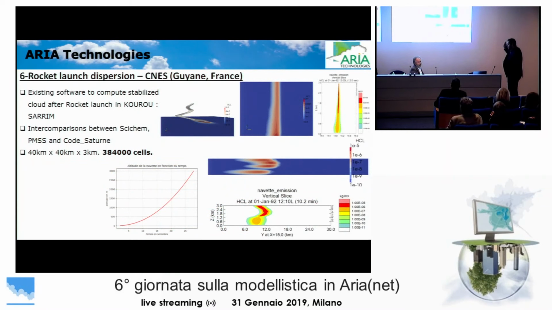We also performed some rocket launch dispersion for CNES, the French Space Agency, in French Guiana. For about 15 years, every time a rocket is launched in French Guiana, they run SARIM, which is a very simple software that computes the stabilized cloud after the launch of the rocket. It disperses the wet plume with analytical formulas, which are very simple.